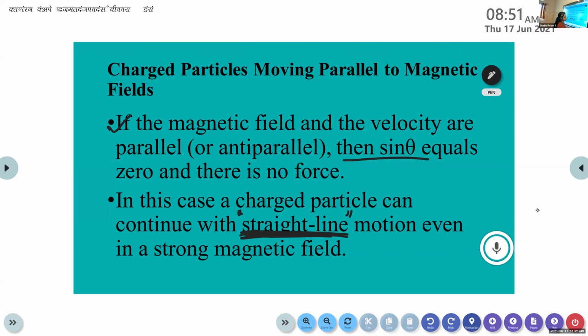Now we can discuss the second case. Movement of charge particle perpendicular to magnetic field. All of you write the next heading. The second, anti-parallel. Yes, anti-parallel.